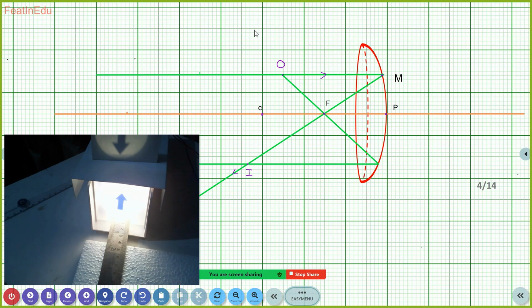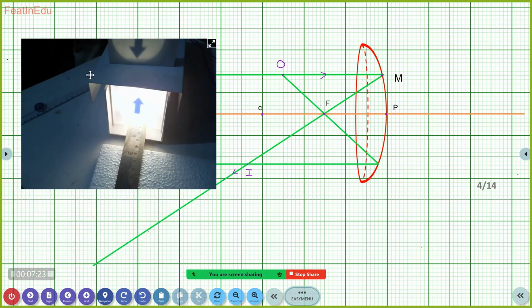Any other questions? Ask. If you are still not convinced, I will explain. Please ask. Sir, what is the focal length? In the image, here I have written F and P, FP. This is the focal length. FP is the focal length, CP is the radius. Right? If you have any doubt, you ask.